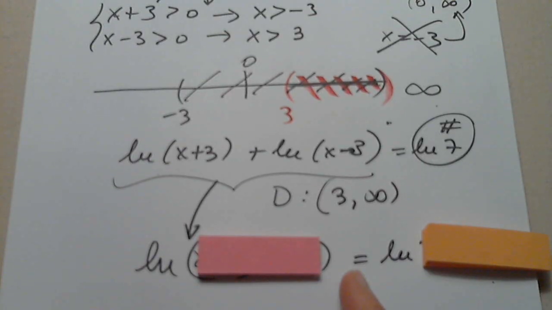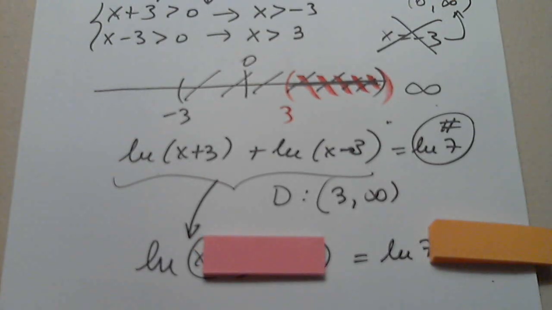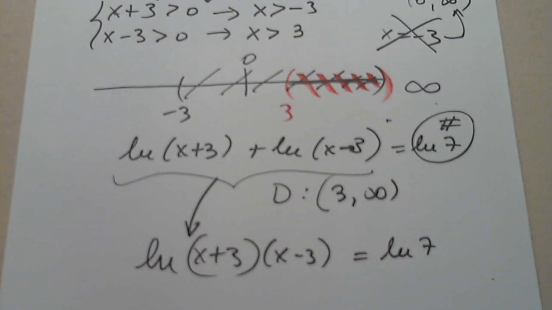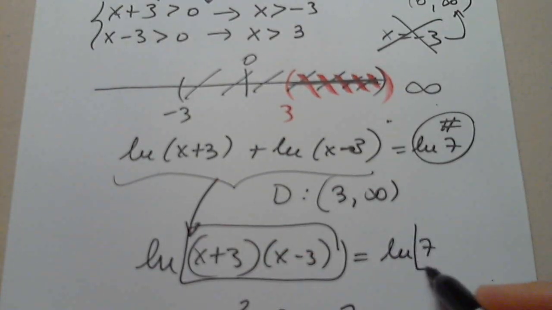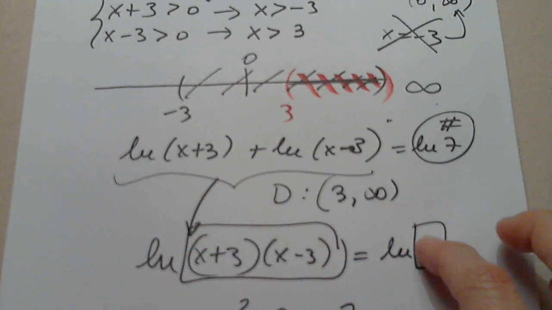So 2 logs are equal. What do you think these quantities should be? The same? Absolutely the same. Otherwise, it's not going to work. When I multiply, I get x squared minus 9. So this quantity must equal this quantity for the 2 logs to be the same. Absolutely, there is no discussion there. Only log of 7 equals log of 7.